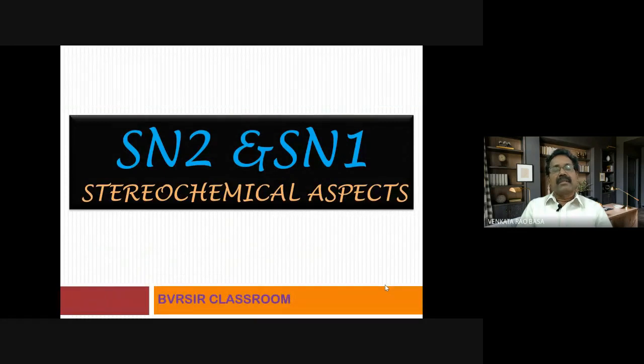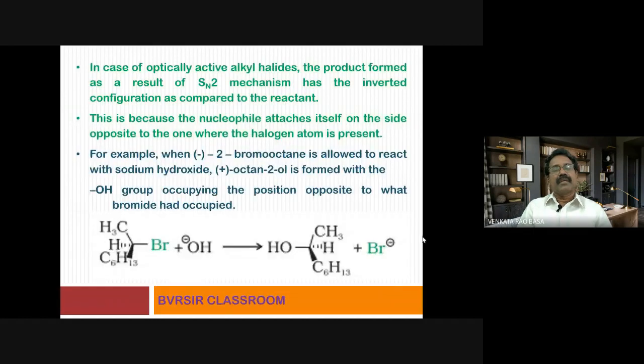So first of all, stereochemical aspects of SN1 and SN2 reactions. We already know that in the case of optically active alkyl halides, the product formed as a result of the SN2 mechanism has inverted configuration. That inverted configuration is called Walden inversion. Why it has inverted configuration: the approaching nucleophile attacks from the backside of the substrate. That is why the configuration of the product will be inverted, which is called Walden inversion.